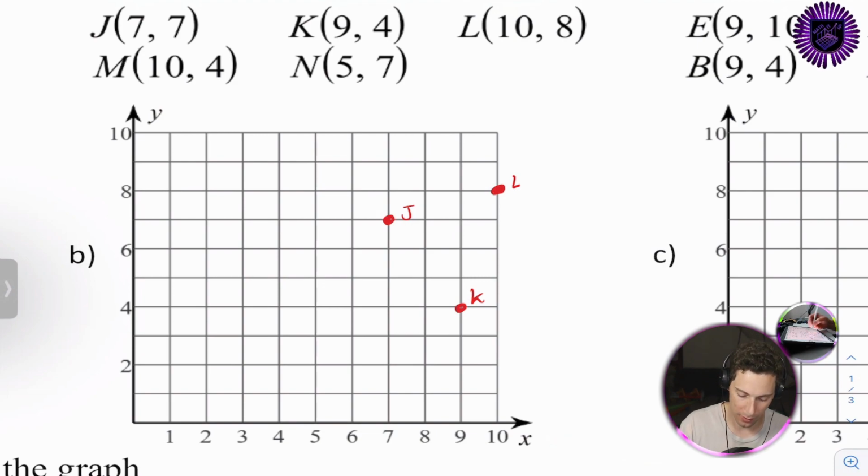We have M, 10 and 4. 10 over and 4 up. That's M. And then 5 and 7. That's N.